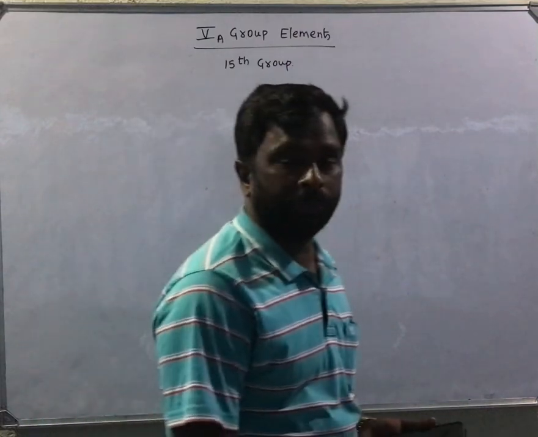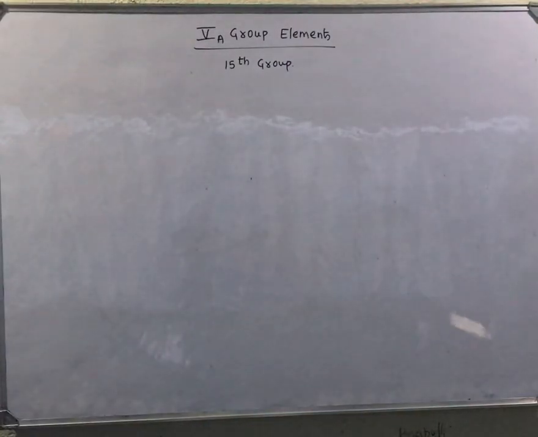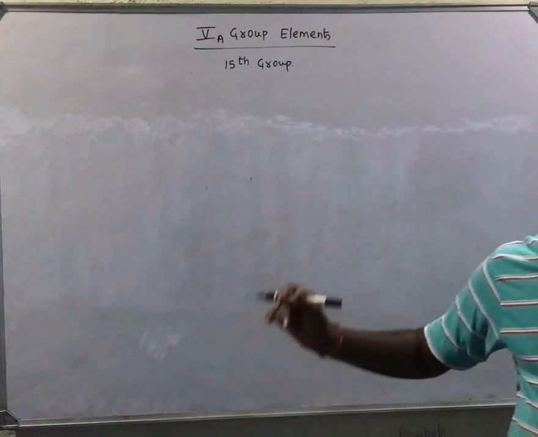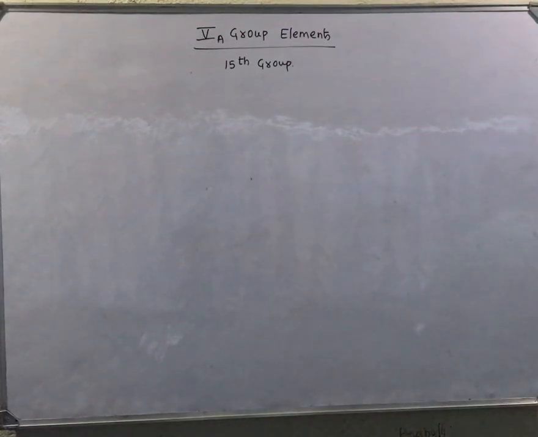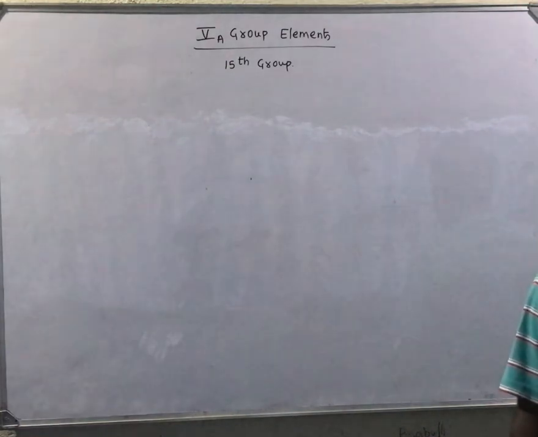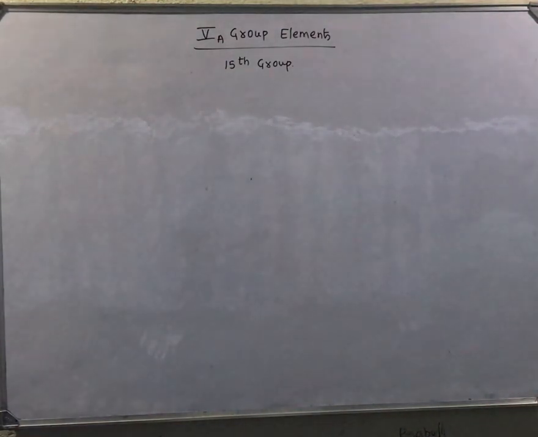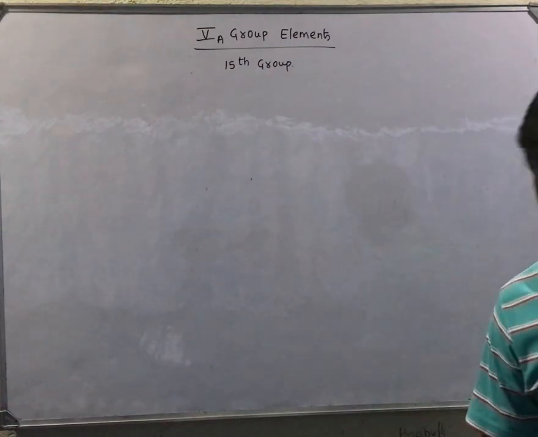So the topic is 15th group elements, also called fifth group elements. In the long form of the periodic table, the 15th vertical column of elements is known as 15th group elements.